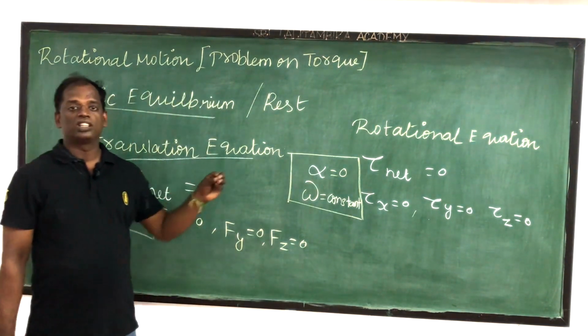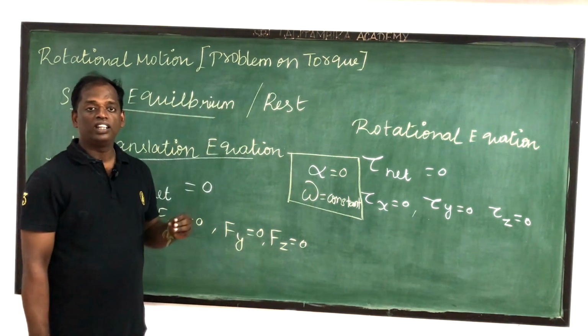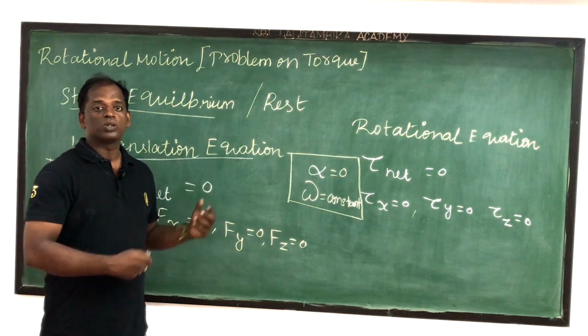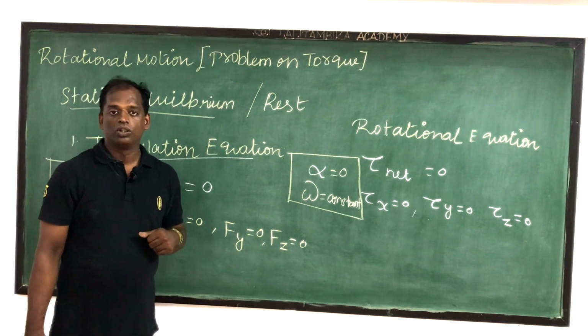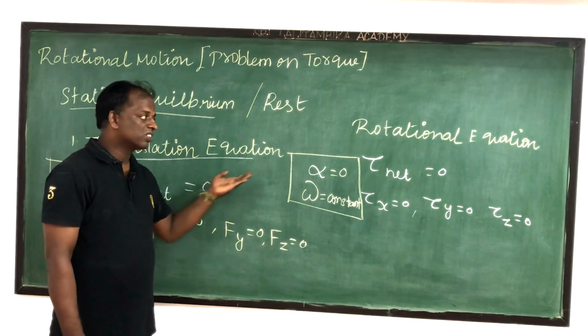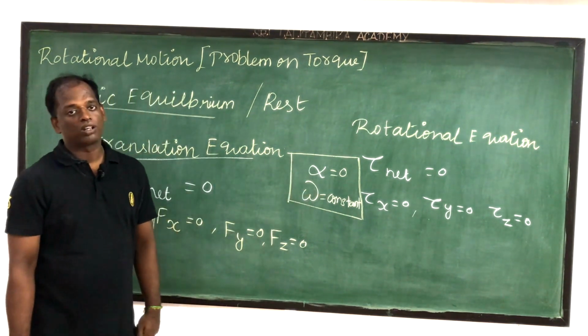Or if the object is in static equilibrium, find the force. So there can be questions like this. We have to consider F net is equal to 0. So we consider both translational as well as rotational and find the torque.